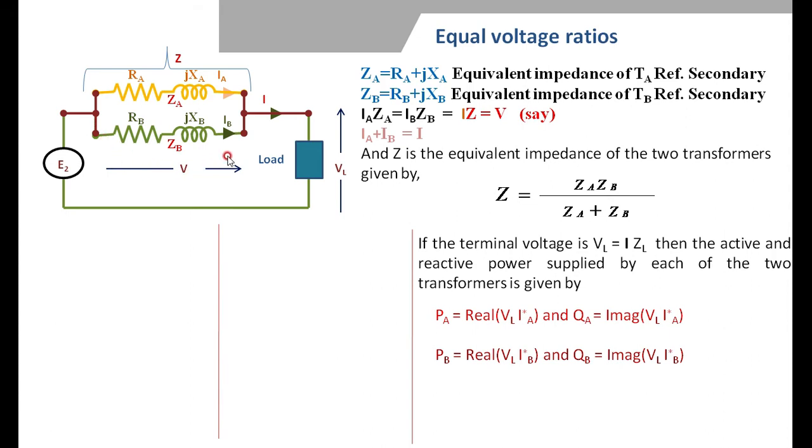Similarly, what is the power supplied by the transformer B? It is the product of voltage V and IB. The real part of V into IB gives the real power supplied by the transformer B, and the imaginary part of V into IB gives the reactive power supplied by the transformer B. That is, you have to find the value of IA and the value of IB, because the value of V is known, that is given by I into Z.